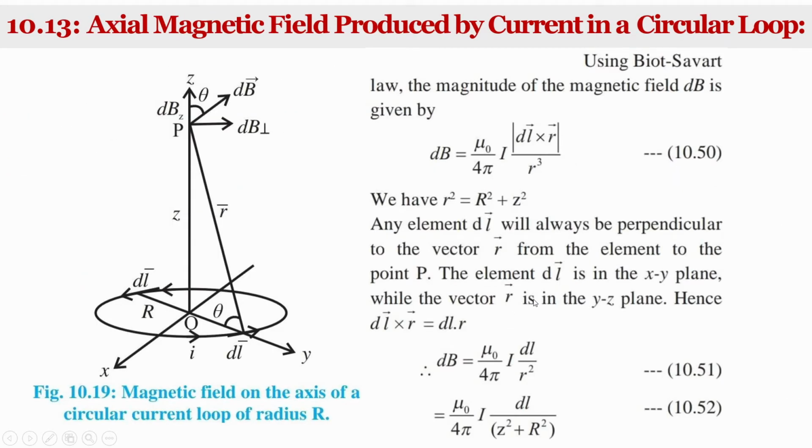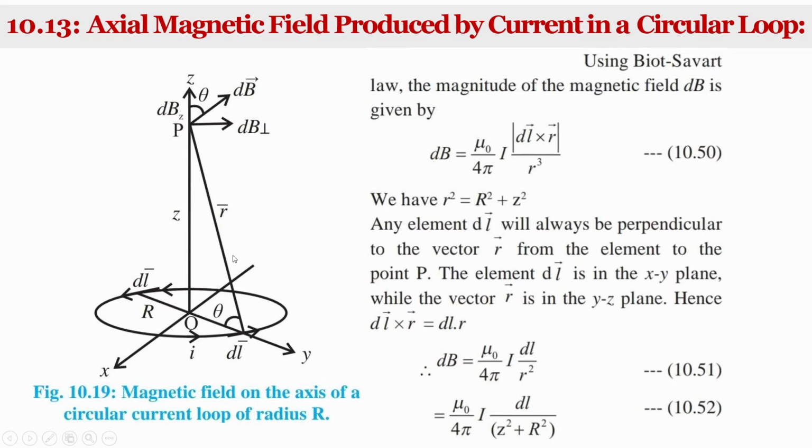The next point is the axial magnetic field produced by a current in a circular loop. That is a circular loop of wire in which the current I is flowing. You know that according to Oersted, a current flowing through a wire produces a magnetic field in the surrounding space. In that case, we can determine the magnetic field on the axis of a circular current loop of wire.